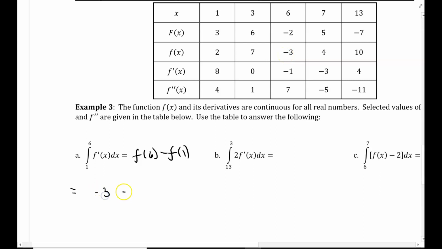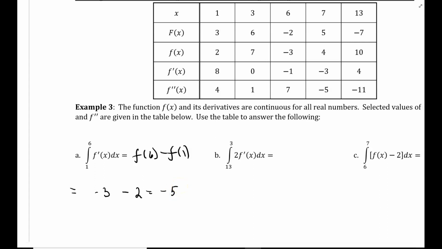So I have negative 3 minus, and be careful, you always need subtraction in there. If your second term is negative, just be careful to put parentheses around there so you don't lose a negative: minus negative 2, and we have negative 5. That's a 5 as our answer.